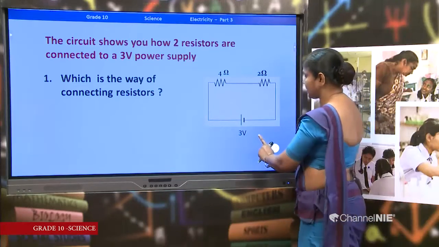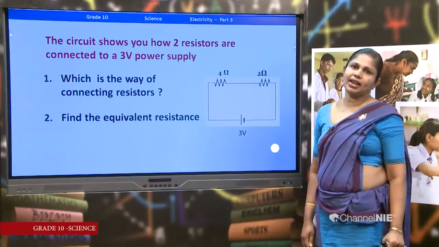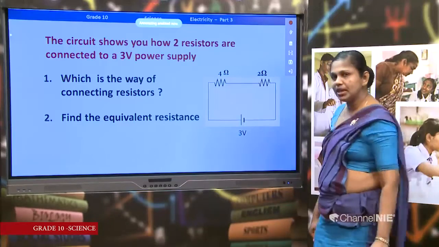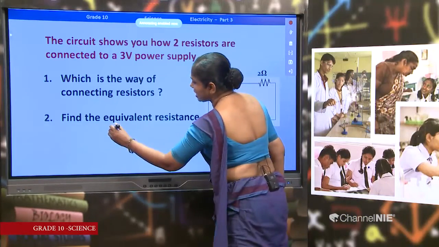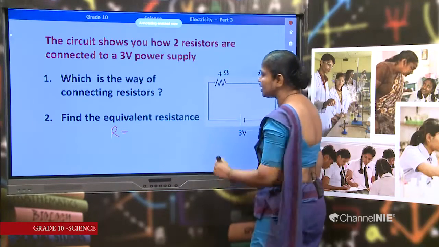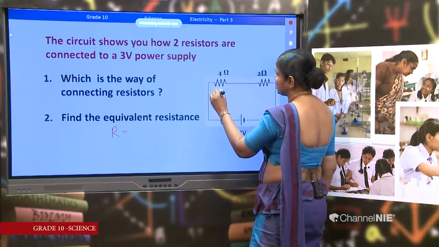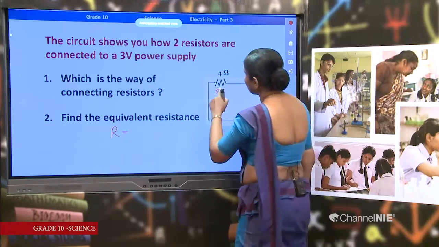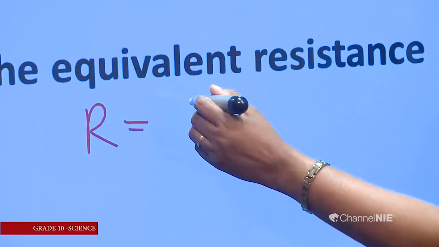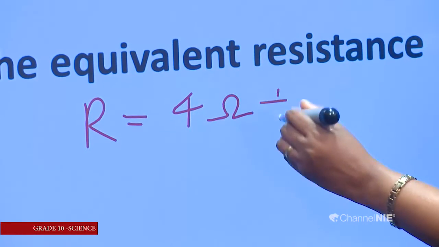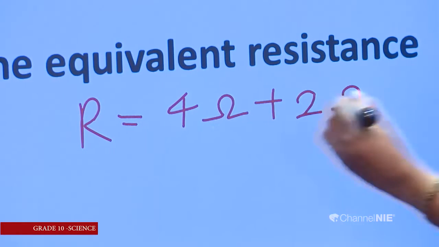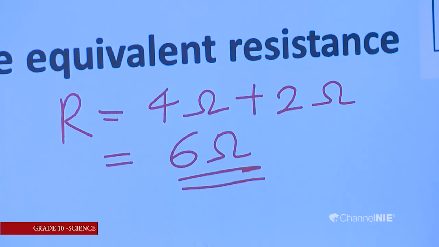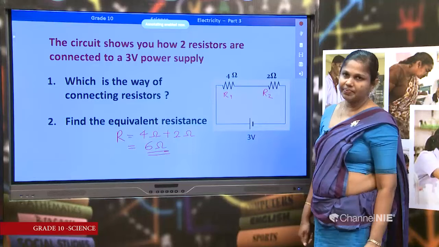Okay. Next question. Find the equivalent resistance here. How to get the equivalent resistance? Right? We know the equation. Equivalent resistance R always equals R1 plus R2. Suppose this is R1, this is R2, right? R1 plus R2. R1 is 4 ohm and R2 is 2 ohm. Then the equivalent is 4 plus 2, 6 ohm. This is the equivalent resistance. Okay, right.